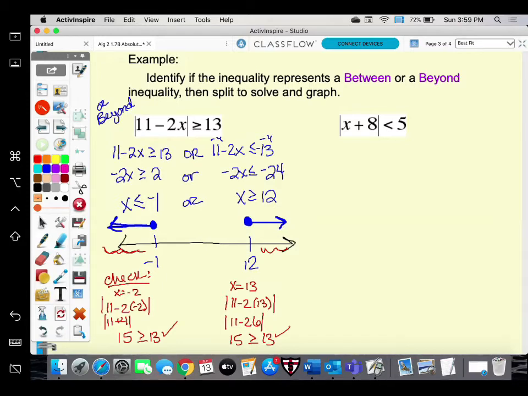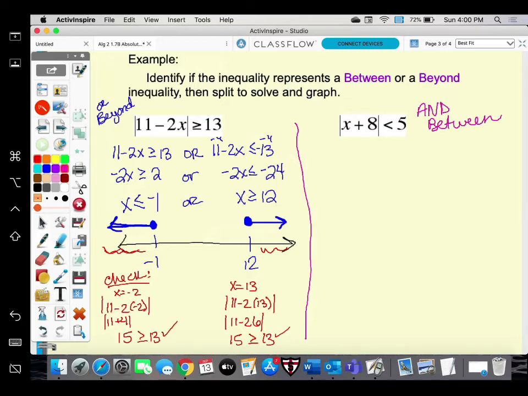Okay, super fun, right? Let's try another one. Let's try this: the absolute value of x plus 8 less than 5. So we know that's an "and", it's a between. Less than is an "and". Same idea, we have the absolute value isolated. Step number 1 is done.